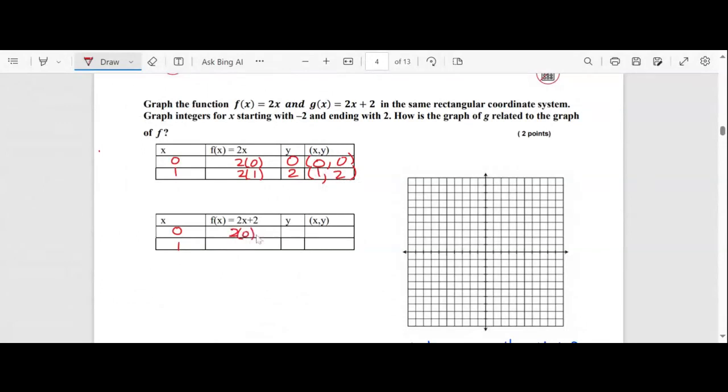Here you're going to put 2 times 0 plus 2. That gives you 2. So your point is 0 and 2. Here you're going to put 1. 2 times 1 is 2, plus 2 is 4. So your answer is 1 and 4. So you're going to graph the first one, which is 0, 0 here. And where is 1 and 2? 1 and 2 here. So what is your line?